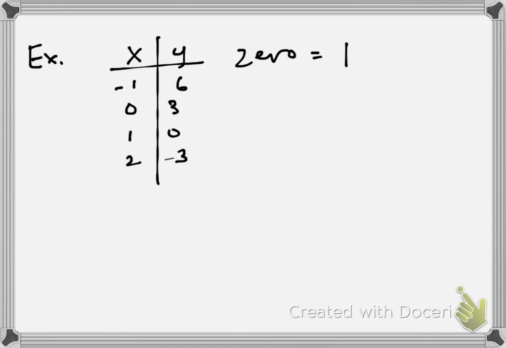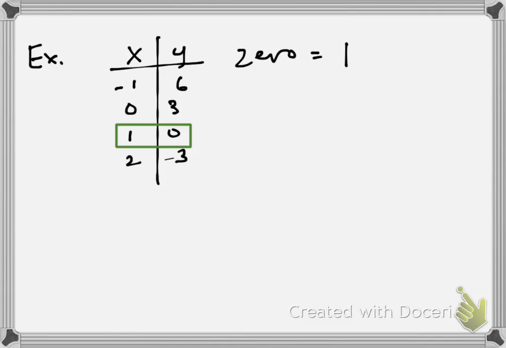Okay? 0 of the function is the x-intercept. And again, the x-intercept is right here. How do I know that's the x-intercept? Y value is 0. Yeah, that y value is 0, so that's how I know that's the x-intercept.